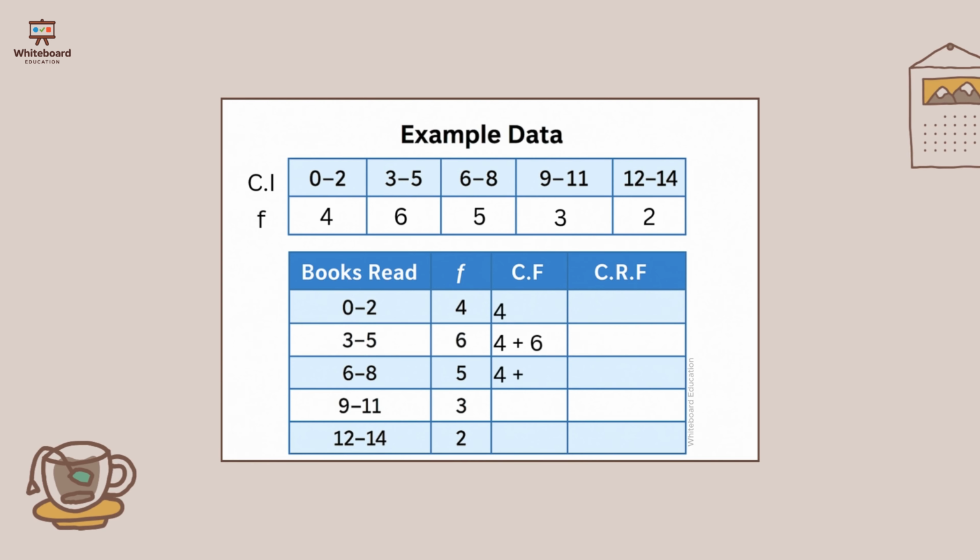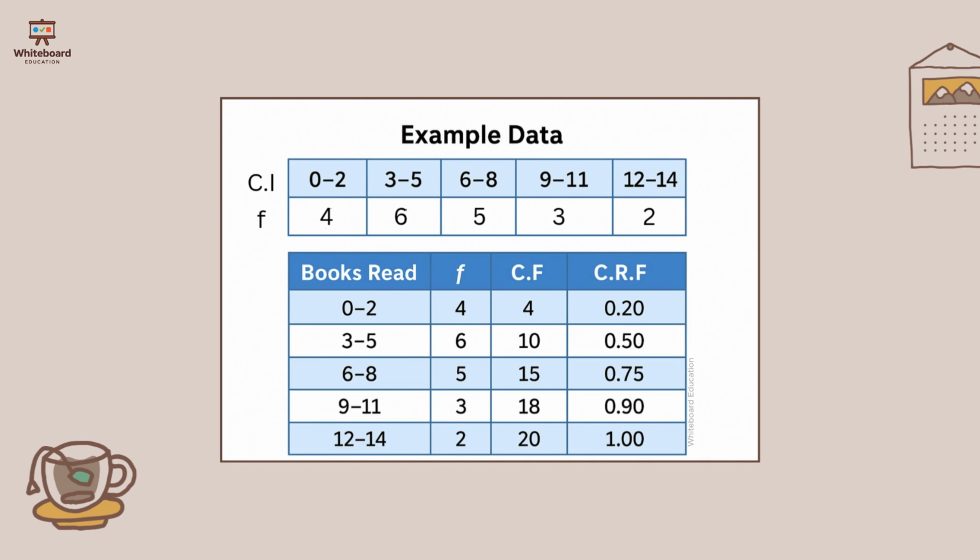In cumulative frequency, we need to add to the previous frequency until all the frequencies are added at the end, which will look something like this. For cumulative relative frequency, we just need to divide the cumulative frequencies by the total frequency, which is 20. And tada! The cumulative frequency distribution table is ready.